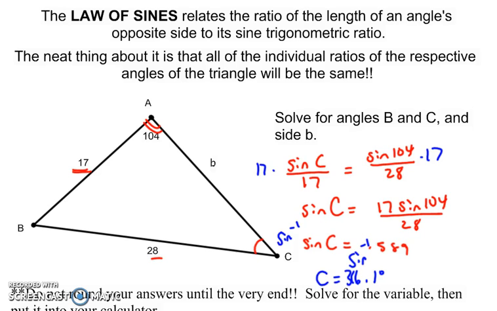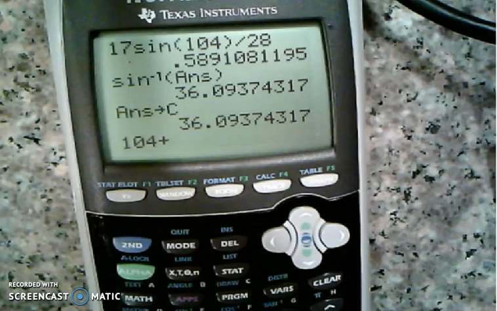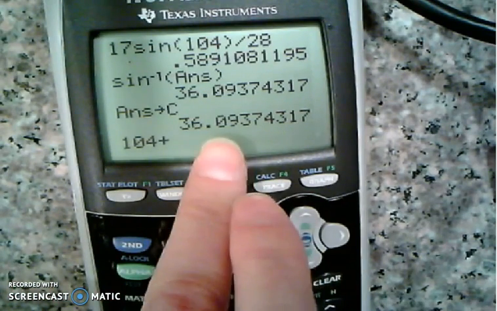Oh, we figured out what angle C was. It was about 36.1 degrees. And now we need to figure out what else we could figure out. It'd be pretty easy at this point to figure out how big angle B is, I think. I know a triangle has to add to 180. So if I do 104 plus angle C, and it's already got angle C right there for me.